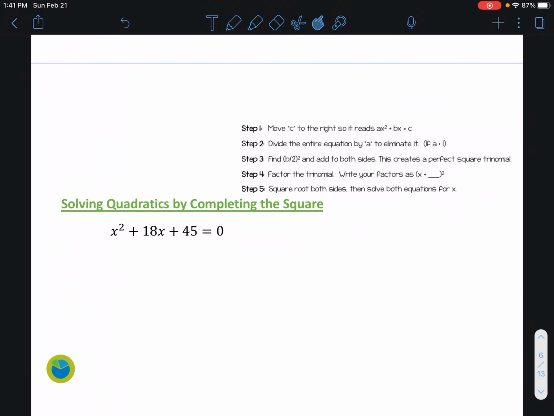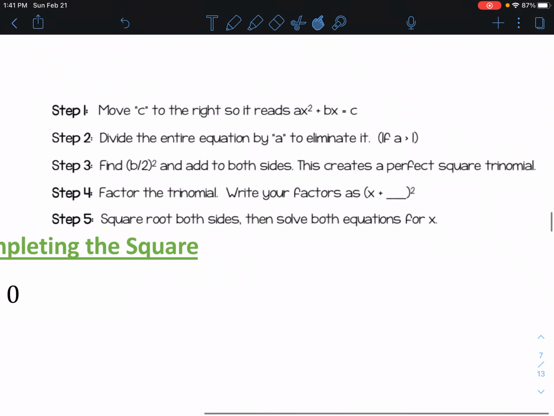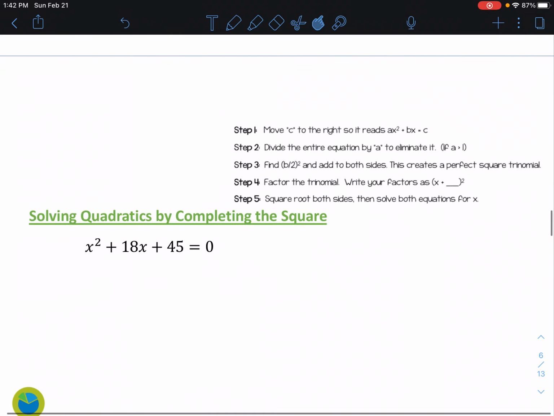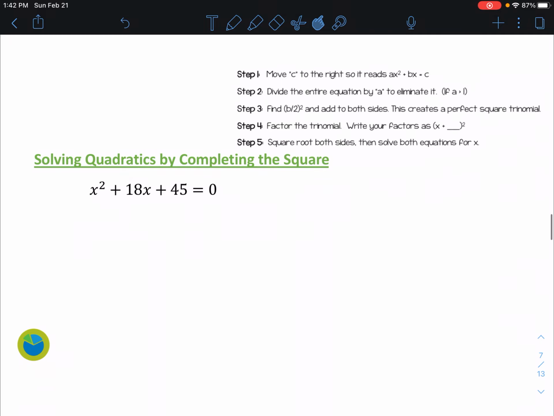All right, completing the square. Here are the steps. You're going to move the c to the other side. If there's an a, something other than 1, like a 3 in front, then you're going to divide everything by 3. You're going to add half of b, squared, to both sides. This creates a perfect square trinomial. You're going to factor that, and then you're going to take the square root and solve. This you should have done last year, so you might recall this.